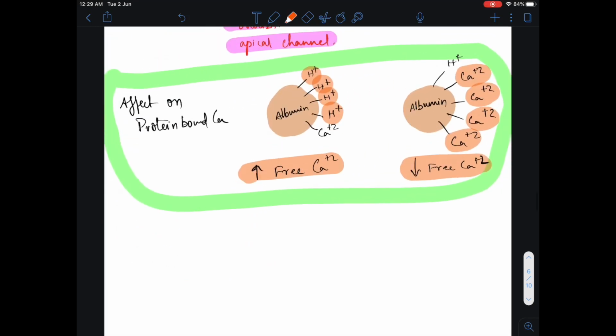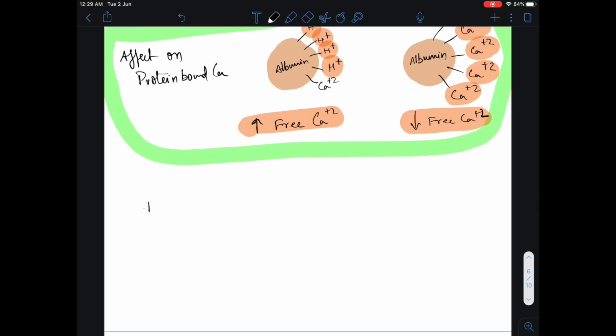Okay, but there is a small point you can notice. See, if there is hypomagnesemia, hypomagnesemia will act like hypocalcemia, thereby increasing the PTH secretion. Okay, this is a small fact to remember for you.